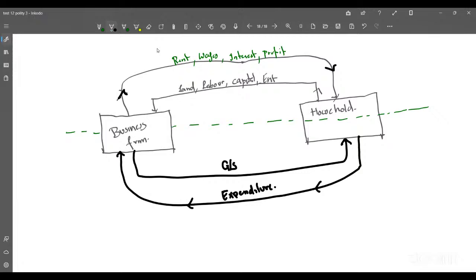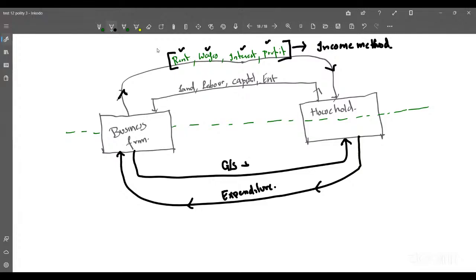Whenever I have to calculate the national income, what is national income? We will be studying it in a while. Whenever I have to calculate the national income, either I capture all the rent, all the wages, all the interest, and all the profit produced within a country. I will get the income earned in the nation. So this method is called the income method.